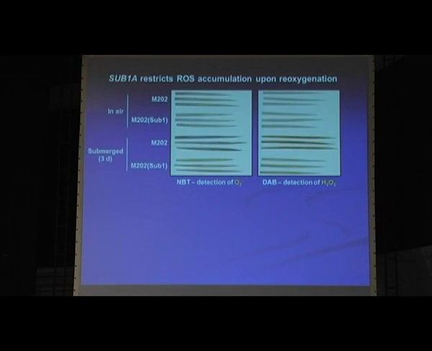We also visualized reactive oxygen species accumulation using 2 specific dyes. Upper leaves, these are non-submergence control. And lower leaves, they are submerged and then desubmerged. As you can see, M202 has blue pigment and brown pigment accumulation. Blue pigment indicates superoxide anion accumulation, and the brown one is hydrogen peroxide accumulation. So this indicates submergence and desubmergence promote reactive oxygen species accumulation, such as superoxide and hydrogen peroxide.